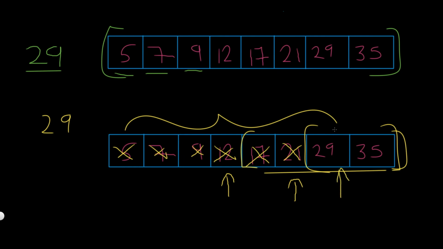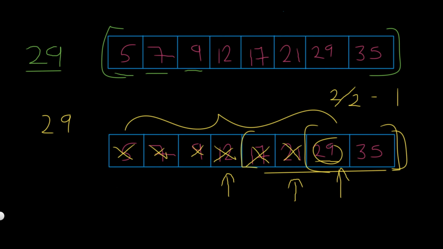And why is the middle element 29? Because the length of this list is 2, and 2 divided by 2 is 1. So we will check the first element. This is our middle element, and this is the element that we were searching for. So in this way we can get our element.